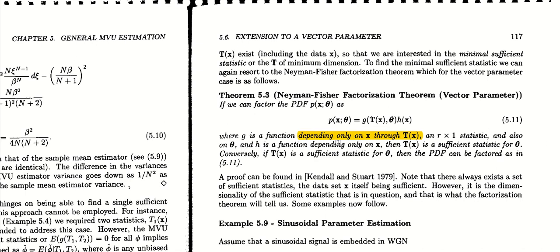Okay, so then only through T of x, and h is a function depending only on x, and T of x is a sufficient statistic for theta.